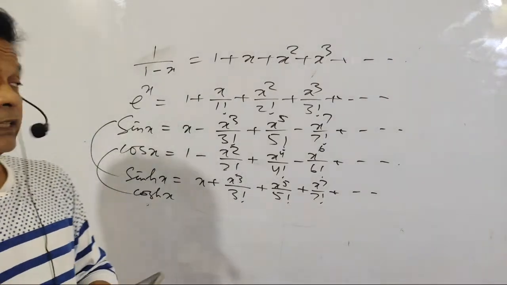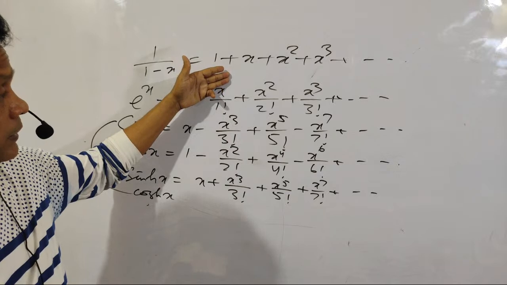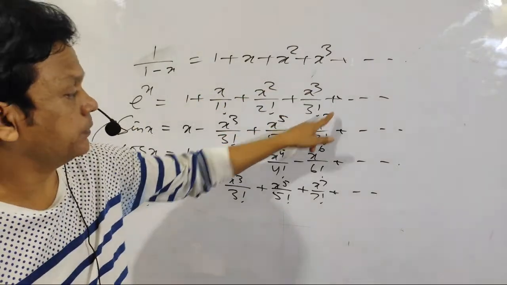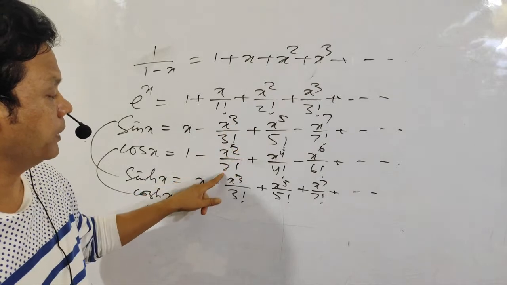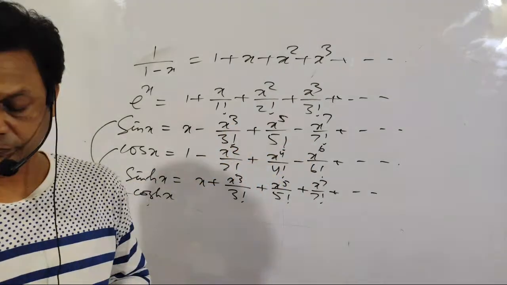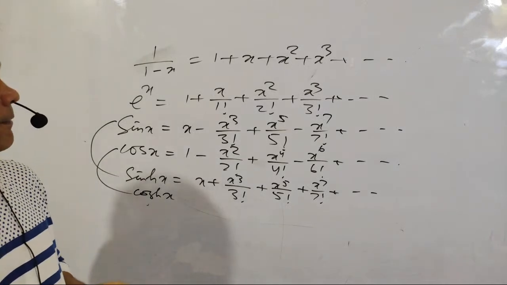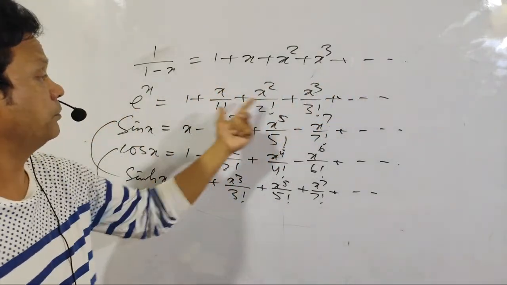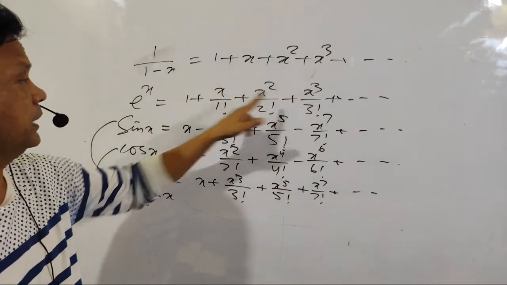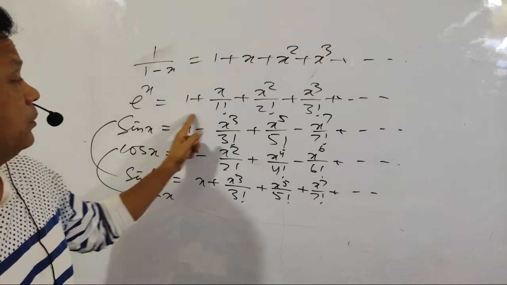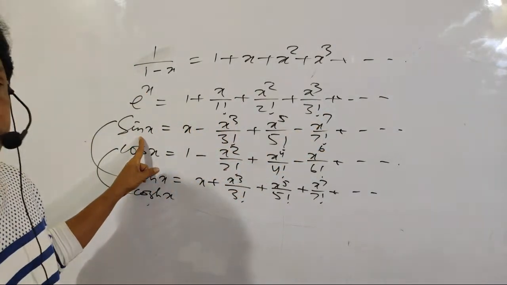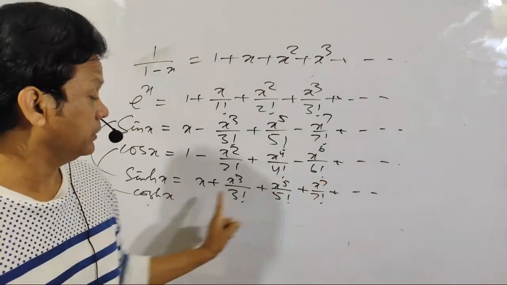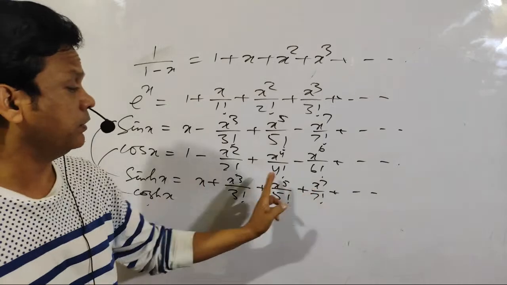But the condition is that in all these cases, the power and the denominator term are same: 1 by factorial 1, 2 by factorial 2, 3 by factorial 3, 7 by factorial 7, 5 by factorial 5, 3 by factorial 3, 2 by factorial 2, 4 by factorial 4, 6 by factorial 6, and so on. Clear? So, if there are consecutive powers 0, 1, 2, 3, 4, and all are positive, then it is e to the x. And if the alternate sign is there, then it will be e to the minus x. And if all odd powers are taken and alternate sign, then it is sin x. If even powers are taken, alternate signs are there, it is cos x. And if even powers and all are positive, then cos hx. If odd powers, all positive, then it is sin hx.